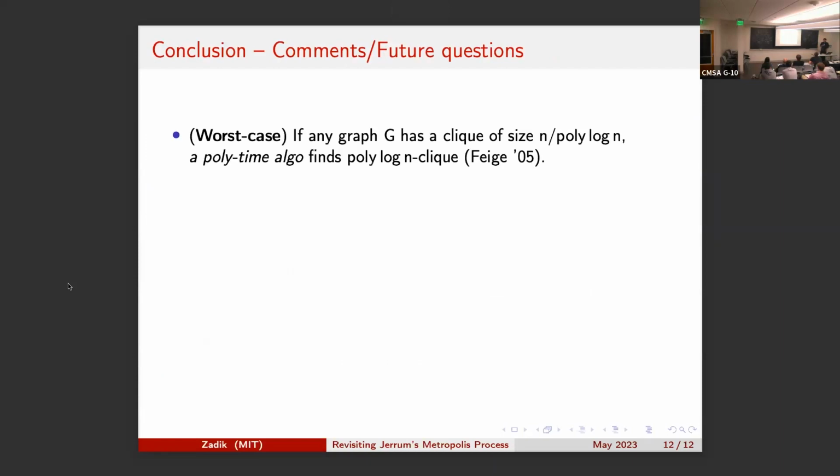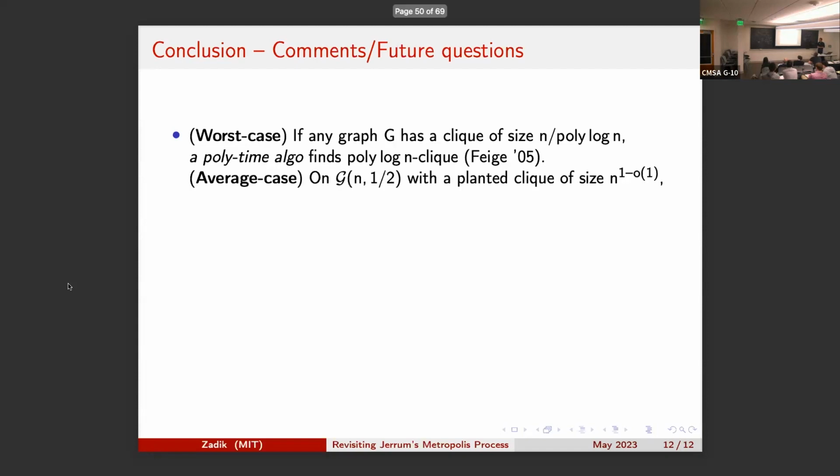I like to think about this result in terms of a higher, a little bit algorithmic picture, actually. There is an algorithm by Feige that says if you give me any worst-case graph, with the promise that it has an n over polylog n clique, then there is a polynomial time algorithm that can always find a polylog n clique inside the graph. This is a very interesting statement, but it's a worst-case, classical algorithm. Does polylog n mean bigger than log n? Right. There are some constant exponents here that I'm missing.